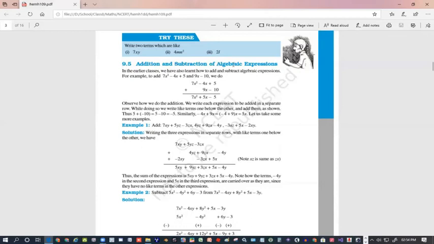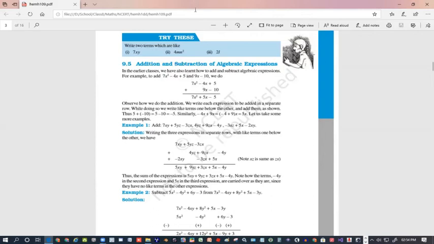Addition and subtraction of algebraic expressions. If we know what the like terms are, we can add them simply as we do addition of numbers. That way you can add expressions also. Say two expressions are given here: 7x square minus 4x plus 5, and 9x minus 10.